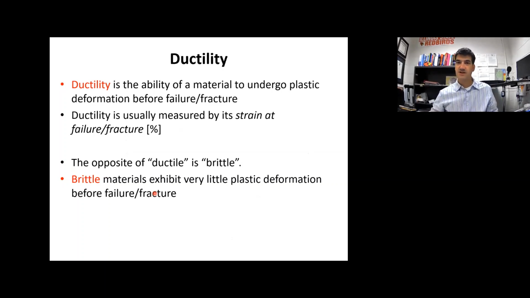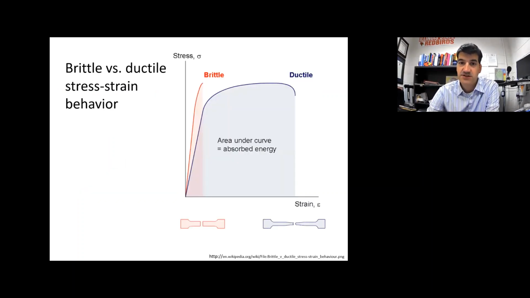One of the last things we'll talk about is ductility. Ductility is the ability of a material to undergo plastic deformation before it fails. And we usually just measure that by saying, well, what was the strain or what was the elongation when it failed? All right, so that is a measure of ductility. The opposite of that, if it's not ductile, then it could be brittle. Brittle means it exhibits very little plastic deformation before it just fails. So it snaps. It fails pretty abruptly if it's a brittle material.